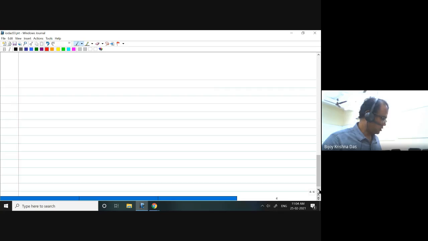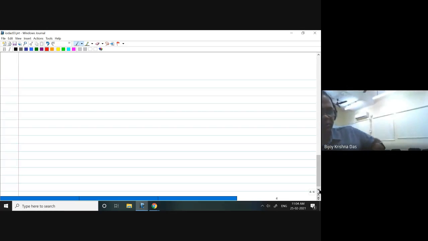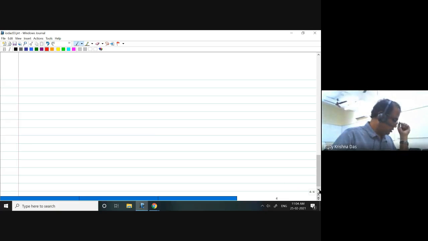Yesterday in the last class, what we discussed, we started from Maxwell's equation. We derived the wave equation for free space and homogeneous medium. Okay, and then ultimately we found the so-called wave equation or Helmholtz wave equation.